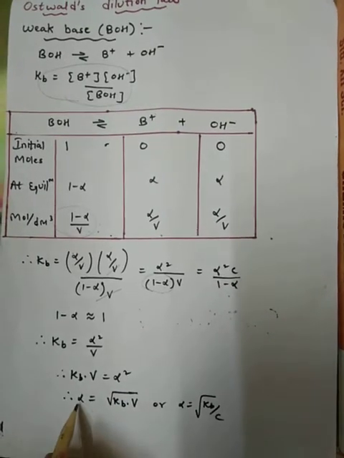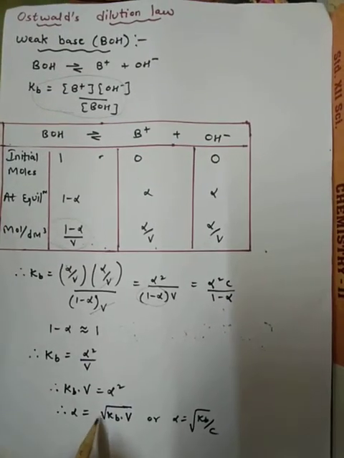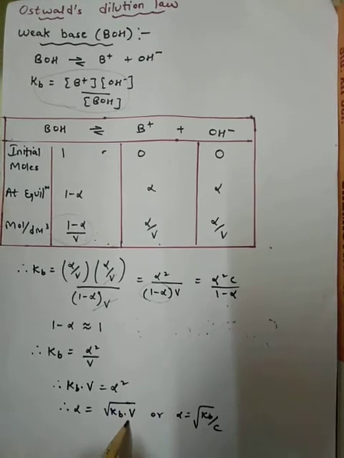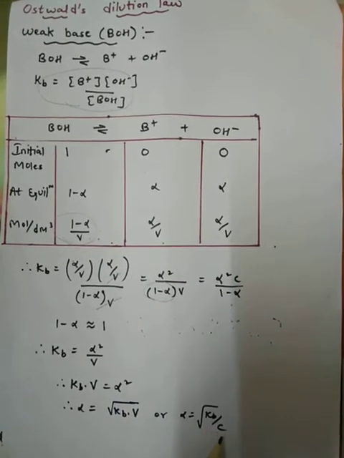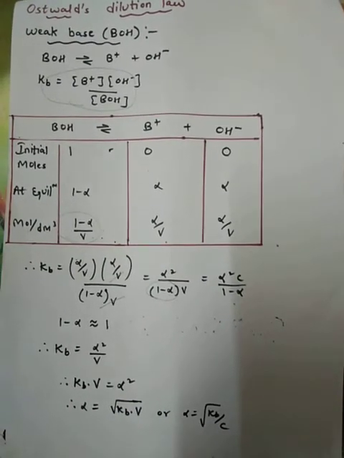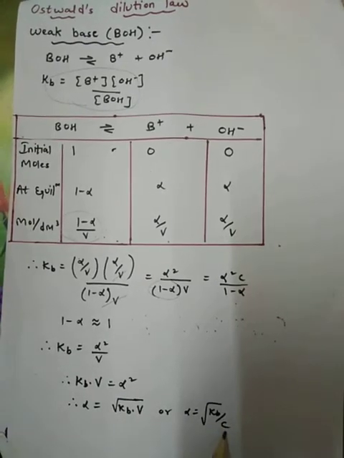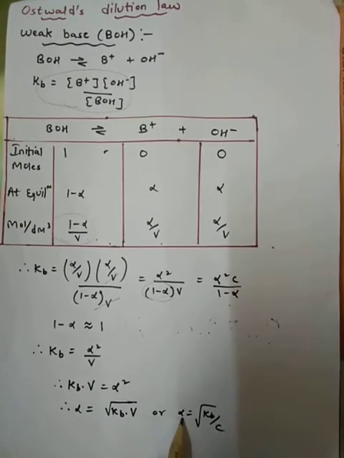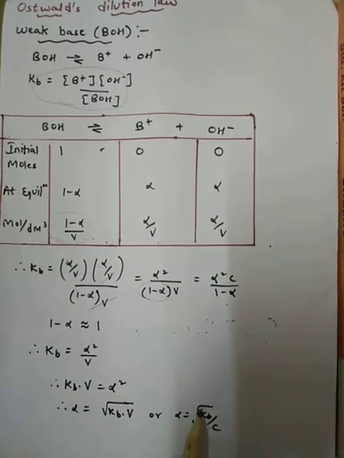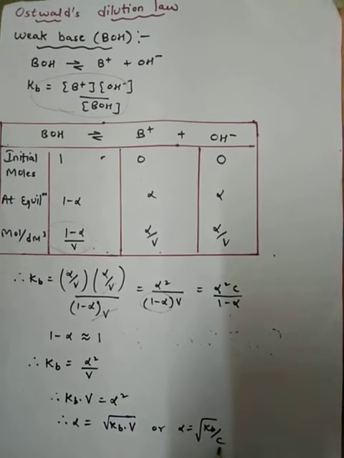That means the degree of dissociation is directly proportional to the square root of volume, and we know volume is inversely proportional to C. That is V is equal to 1 by C. So you can write the square root of Kb divided by C. That is, the degree of dissociation is inversely proportional to the square root of concentration.